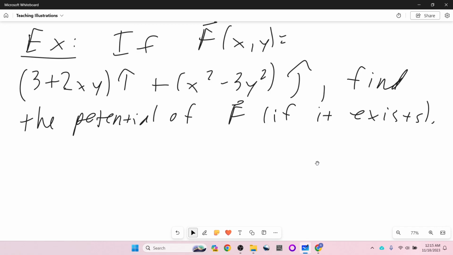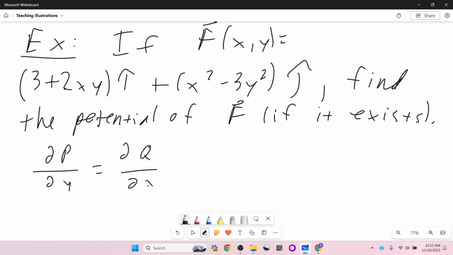All right, so we are going to look at this. How do we do this? Okay, first off, let's check if it even has a potential. So that means we need to check that del p over del y equals del q over del x.